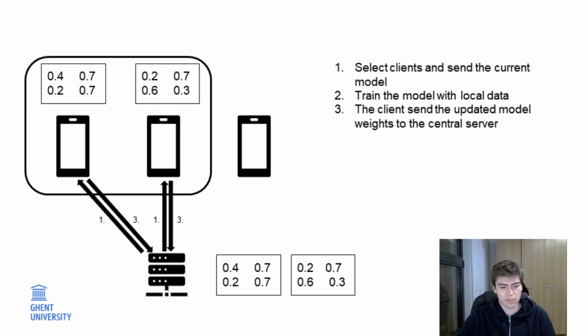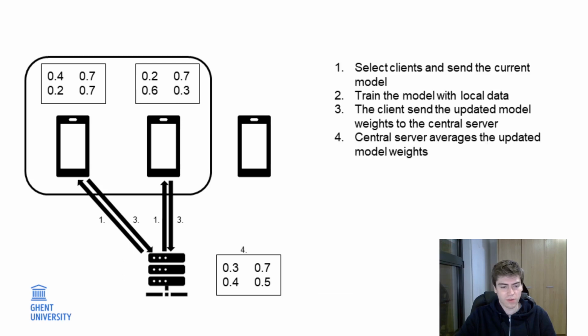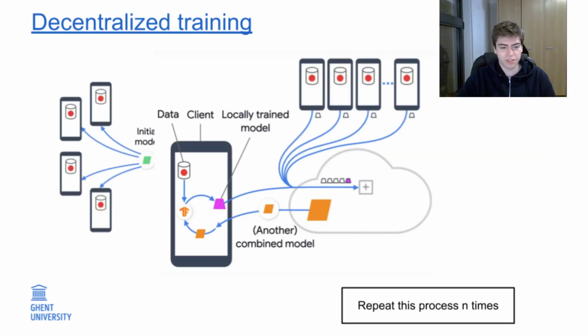Each device sends the updated model parameters, which are the result of training on the local data, to the central server. Finally, the central server will average these updated model weights from all participating devices to create an improved global model. This process is then repeated until the model is sufficiently trained.